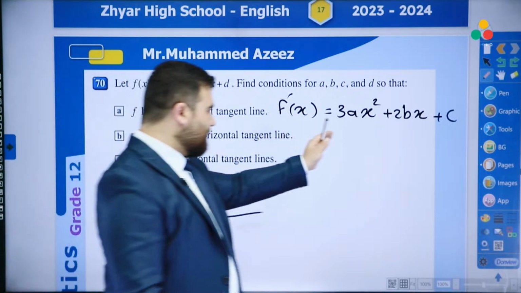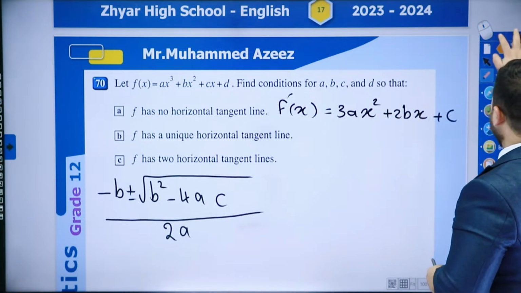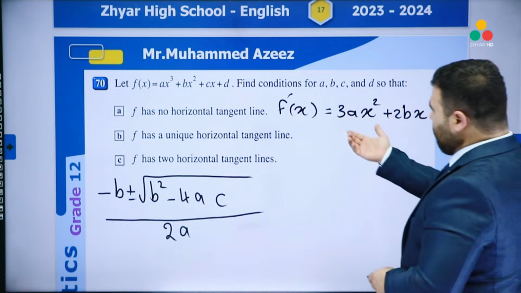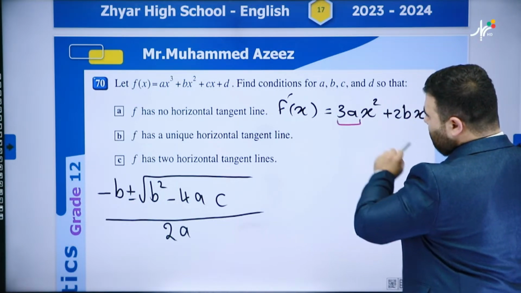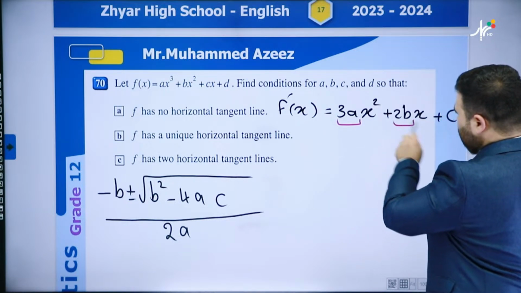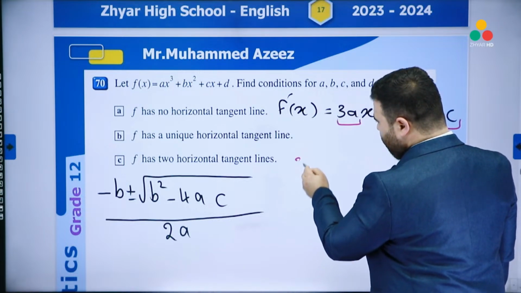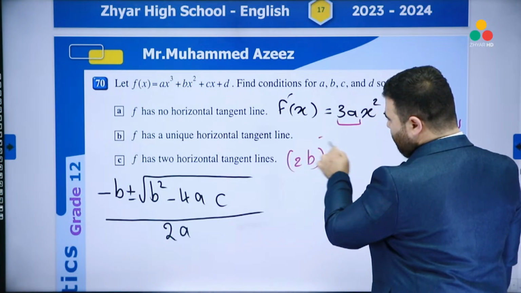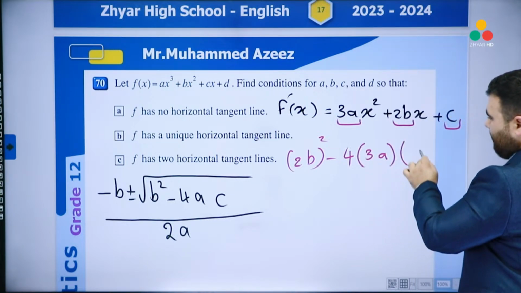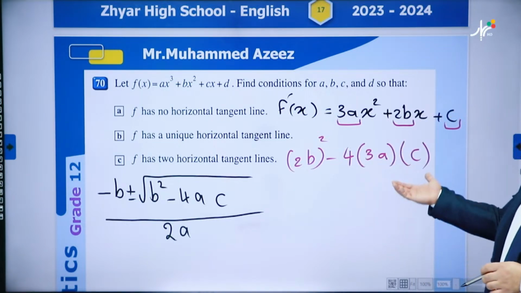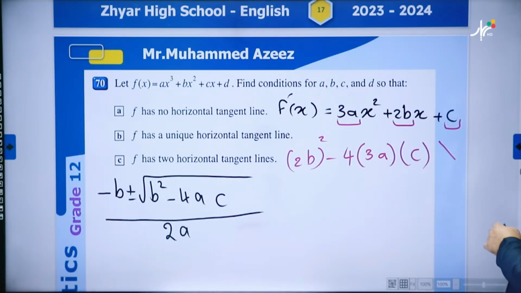Now, relating to these, this is the A, this is the B, and this is the C. Then the value of 2b, squared, minus 4, A is 3a, C is c. If this value is less than 0, it has no solution.